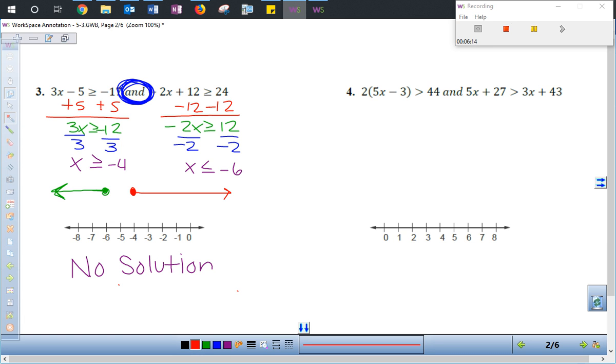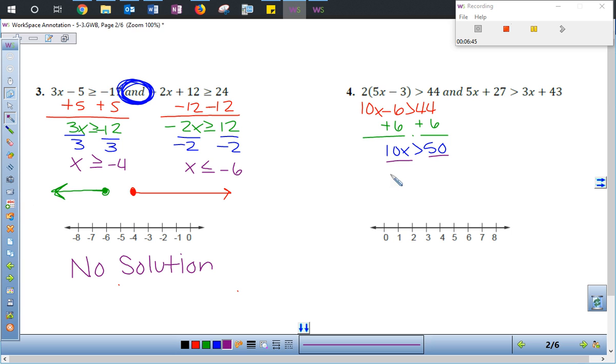Let's go again on number 4. On number 4, we need to solve each inequality first. So I have 2 times the quantity of 5x minus 3 is greater than 44. So let's start by distributing. So I have 10x minus 6 is greater than 44. Then I can add 6 to each side. And I'm going to be left with 10x is greater than 50. Divide each term by 10, not by 5, by 10. And I'm going to be left with x is greater than 5.